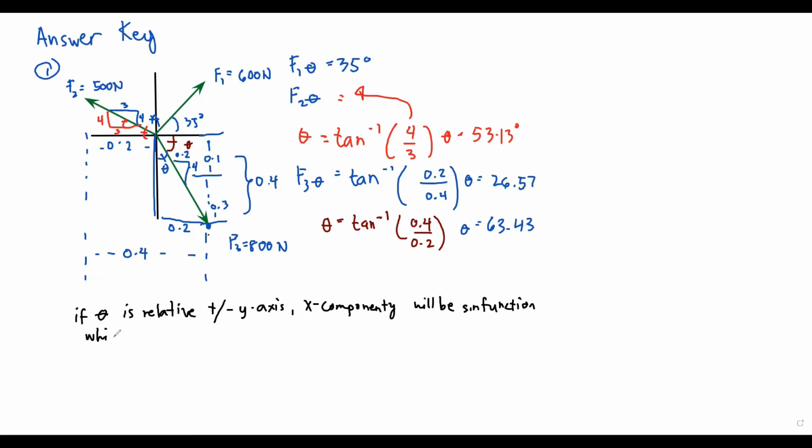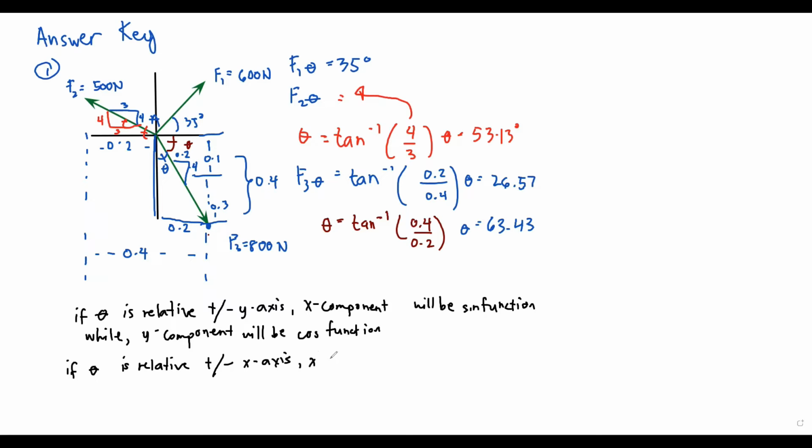Let's write it down: while the y component is... not component. Okay, pardon my writing. While the y component will be the cosine function. Okay, so let's write: if theta is relative to the positive or negative x-axis, the x component, as is, will be the cosine function.